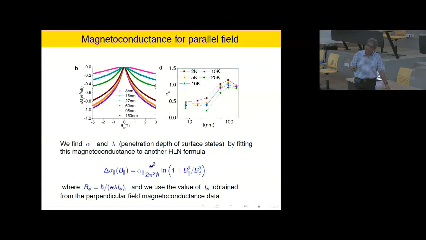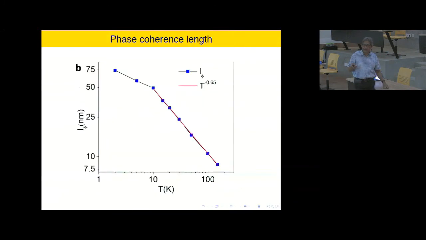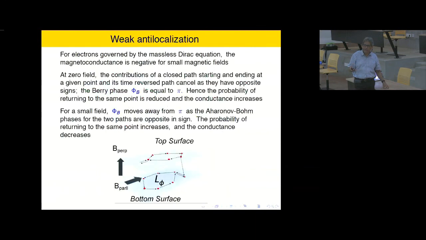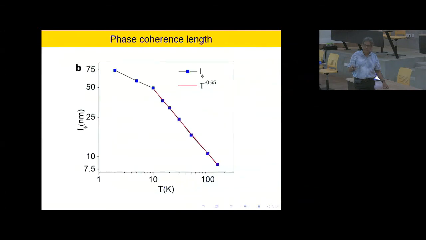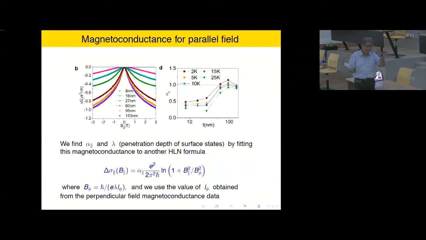Another parameter which appears here is B phi. So this is a combination of the L phi, the phase coherence length, for which we use the same value that we got from the perpendicular field magnetoconductance data, and then something else, lambda, which we can interpret as the penetration depth of the states into the bulk. Okay? Because this magnetoconductance for parallel fields basically comes from paths which go into the bulk a certain distance lambda and then come back. So you'd expect that to depend on the penetration depth into the bulk of these states of the system.